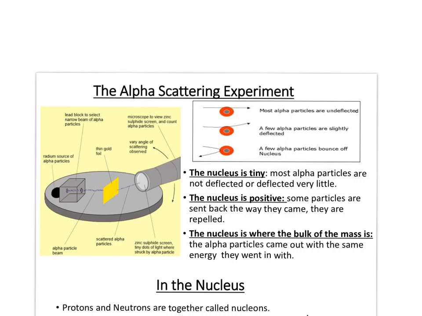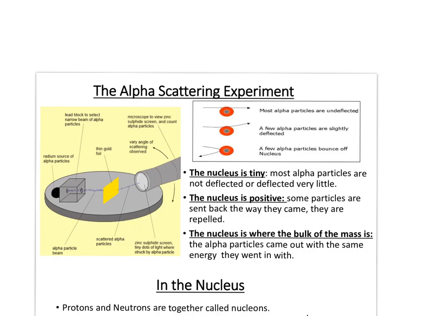This is a G485 revision video for chapters 12, 13 and 14, the atomic structure, nuclear physics and radioactivity. We'll start off by looking at the alpha scattering experiment. We need to know what is in the experiment and the conclusions drawn from this.